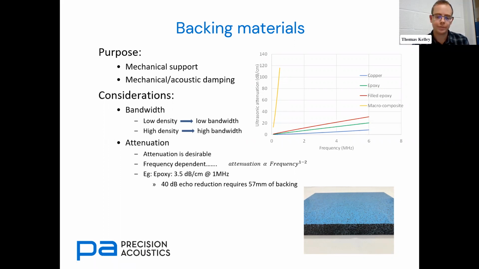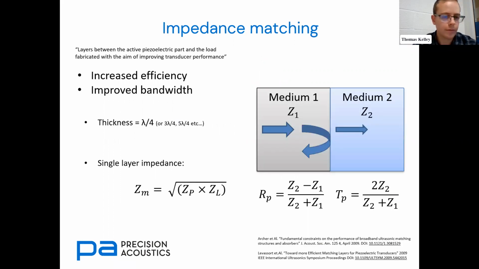All right, so another concept we briefly mentioned earlier, impedance matching. In a very brief summary, the performance of a transducer can be improved by adding a layer of intermediate acoustic impedance, or even multiple intermediate layers between the piezo element and the load, ideally at a quarter of a wavelength thick.